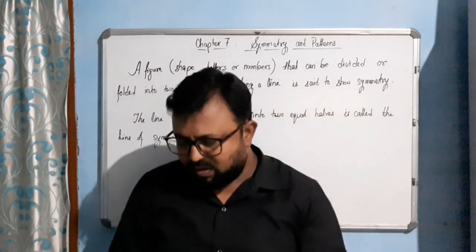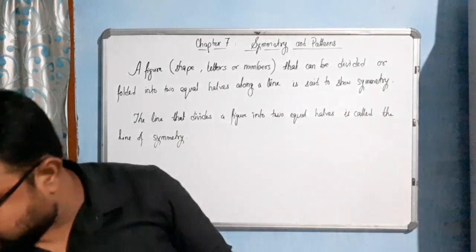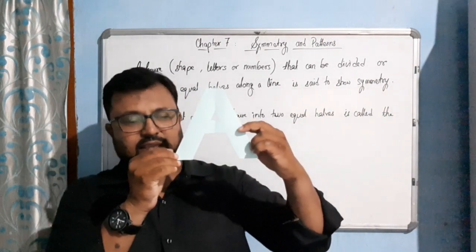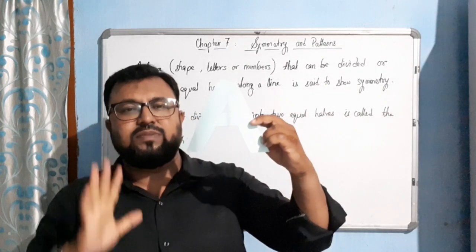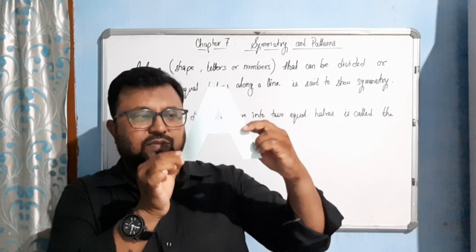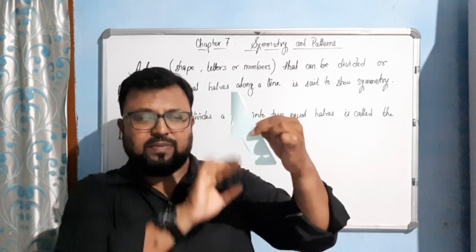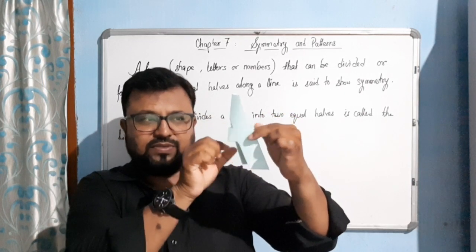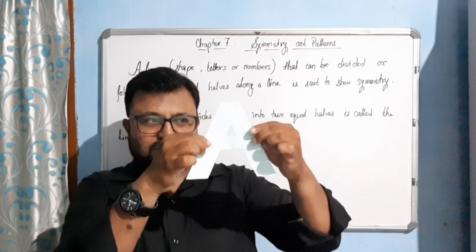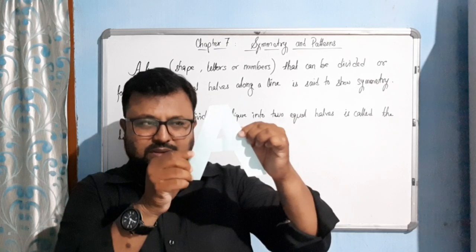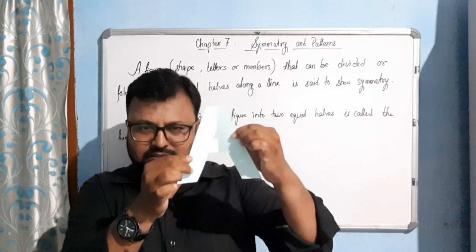Okay, now if I take a few examples of letters, suppose A. If I take a letter A, how many lines of symmetry are there? If I fold vertically like this, one part of A is covered by the other half. So we can draw one line of symmetry here. Is that clear? Very simple. One line of symmetry will be there in this figure.